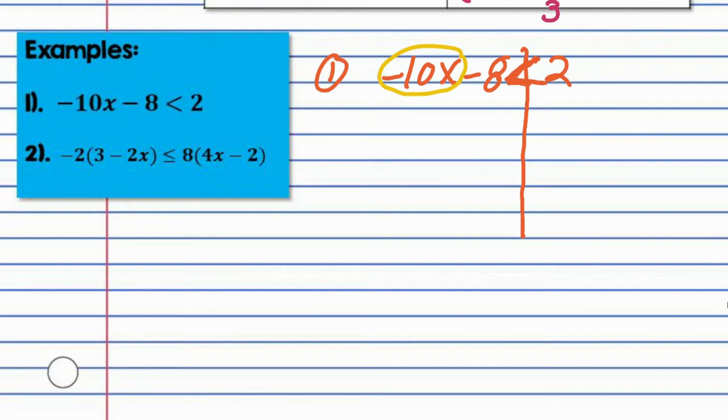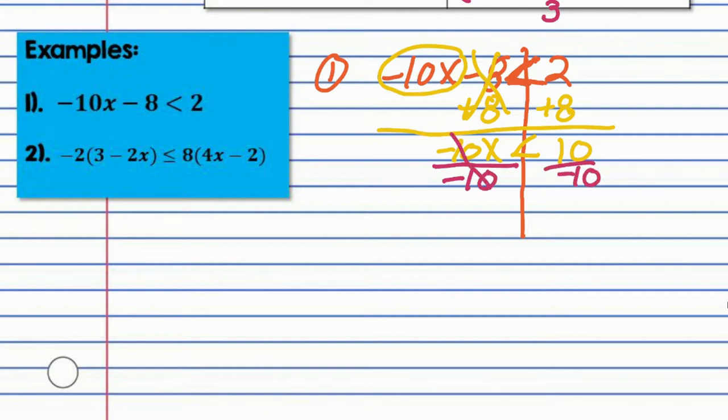Now I just need to solve. If I want this 10x by itself, I could add 8 to both sides, and that will cancel that piece out right there. And 2 plus 8 is 10. Instead of bringing down my equal sign, I'm going to bring down my inequality symbol. And I'm left with negative 10x. Now I need to get x by itself. Normally what would we do? We would divide. But what are we dividing by? Negative 10, whatever number is in front of x. Now I'm only left with x. And 10 divided by negative 10 is negative 1.